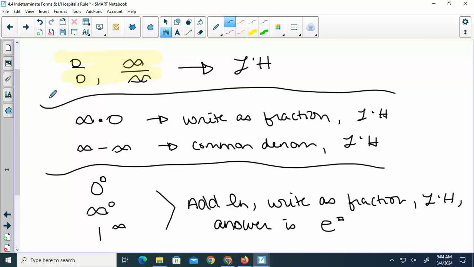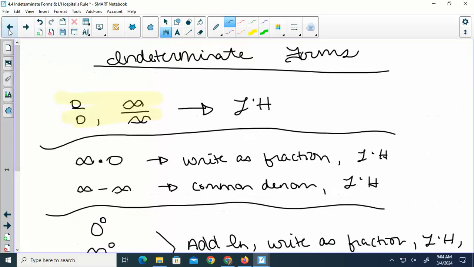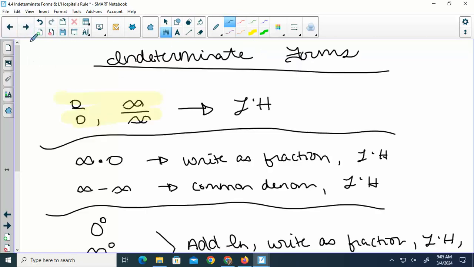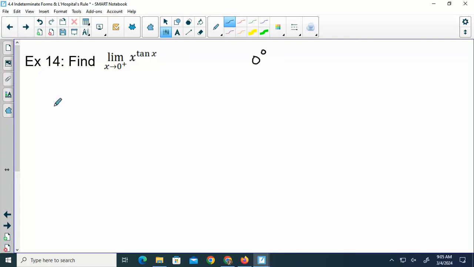Alright, so the last problem we have, let's look at it and figure out which indeterminate form it is. So x, we're approaching 0, so that would be 0. Tangent of 0 is 0. So 0 to the 0 power, is that indeterminate? Yes. It's one of those 3 that we just wrote down, 0 to the 0. So our strategy, first we have to add a natural log. So we're thinking natural log of the argument.